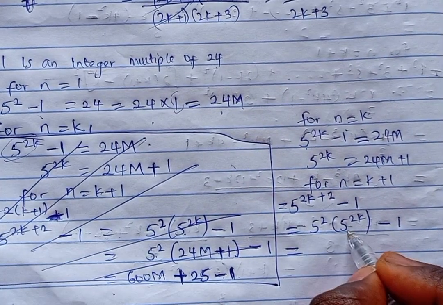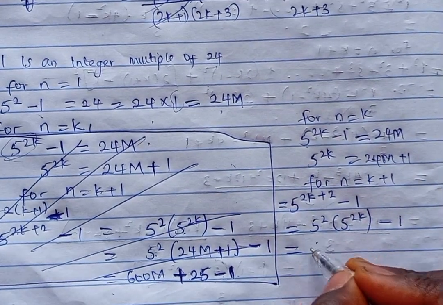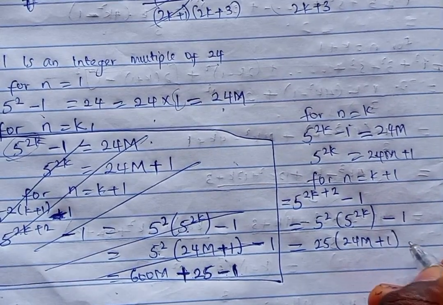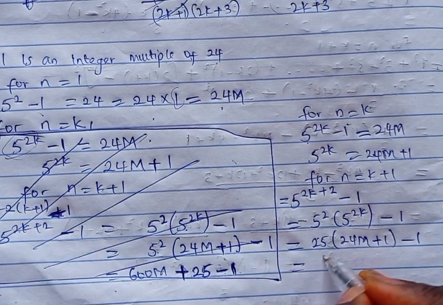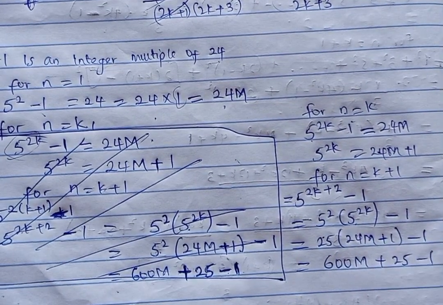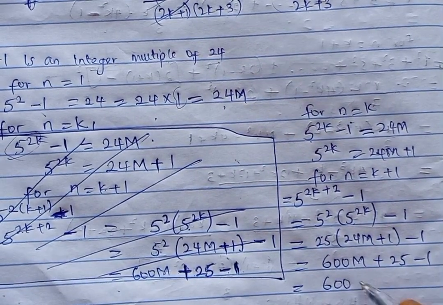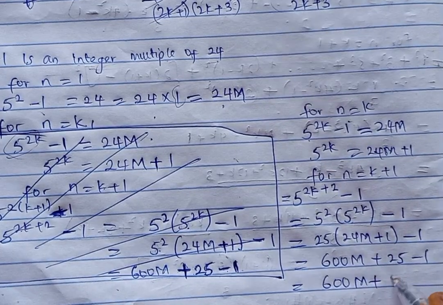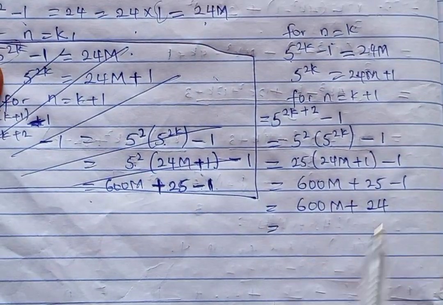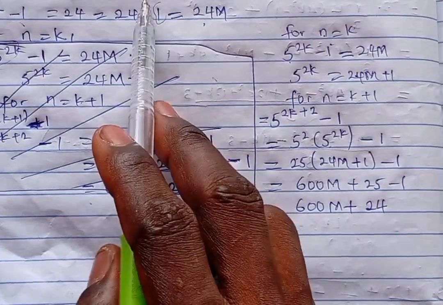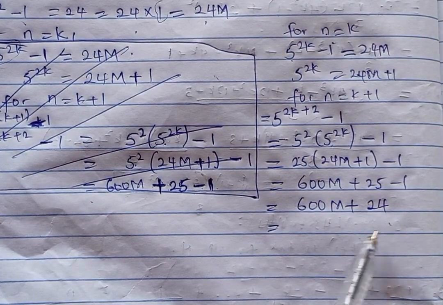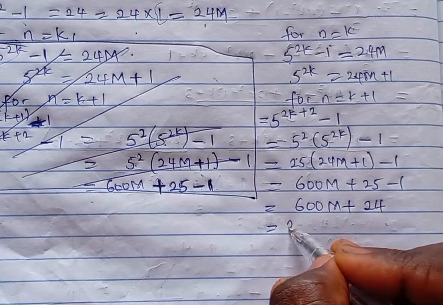But remember that 5 raised to power 2k is 24m plus 1, so it means 25 into 24m plus 1 minus 1. So you have that 600m plus 25 minus 1, which is what? 600m plus what? 24. So what's the next step? You must look, since it's an integer multiple, you must be able to factorize 24 out for it to be true. So let me factorize 24.